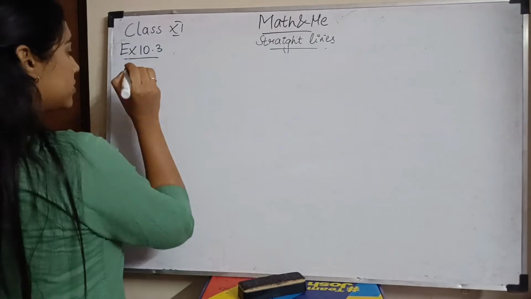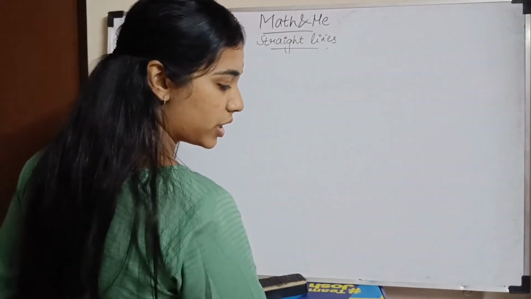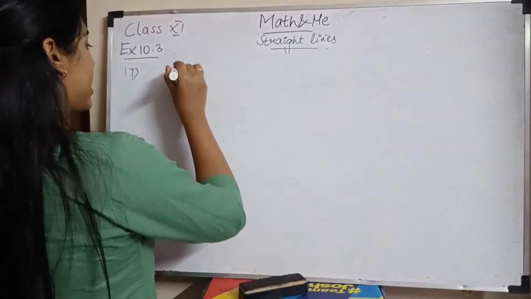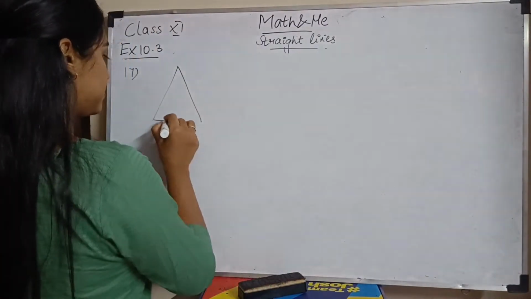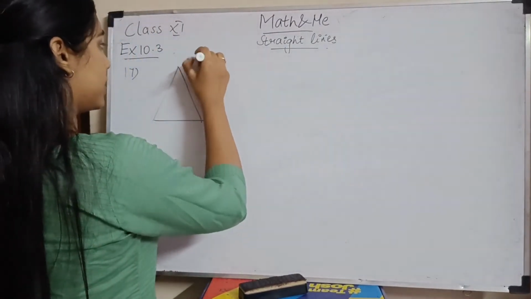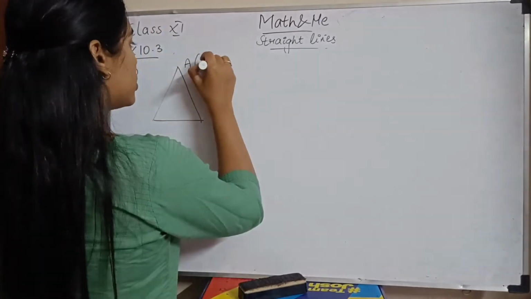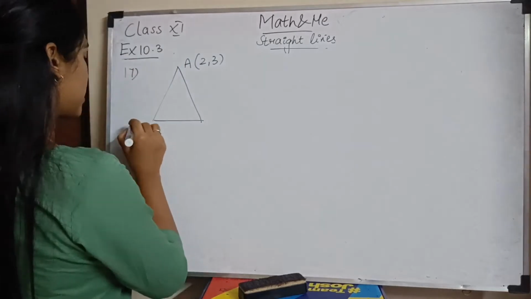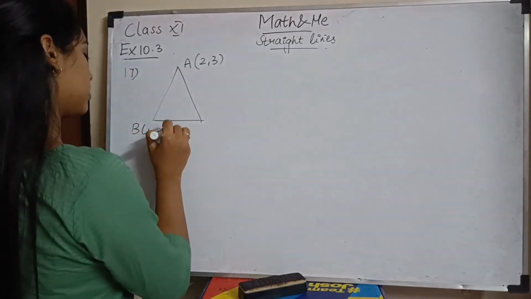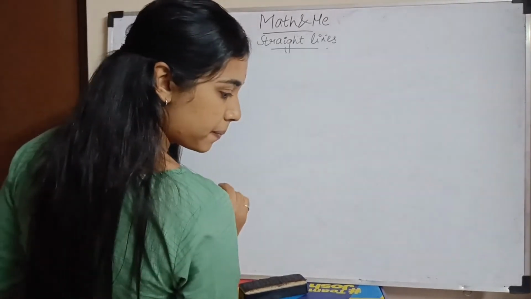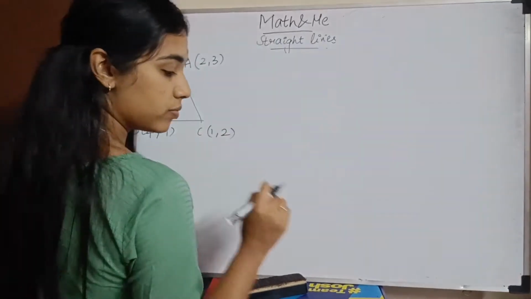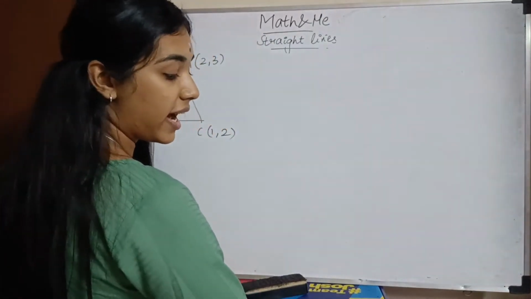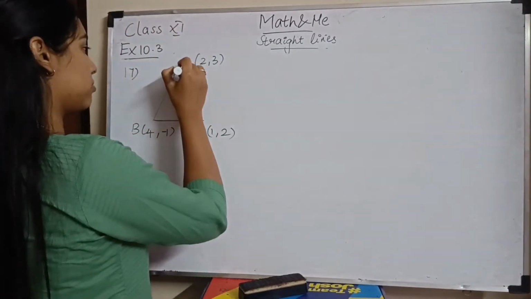17. In triangle ABC with vertices A (2, 3), B (4, -1), and C (1, 2). So I have a triangle with A (2, 3), B (4, -1), and C (1, 2). Find the equations and the length of an altitude from the vertex A.